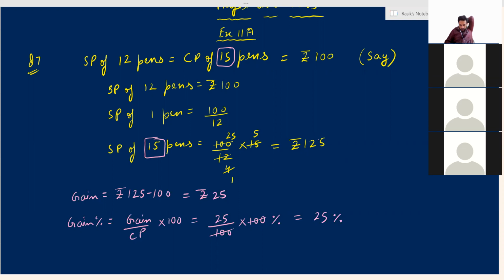CP of 1 pen rupee 1. CP of 15 pens rupees 15. CP of 12 pens rupees 12. SP of 12 pens is equal to CP of 15 pens. Okay, so 15 rupees gain, 15 minus 12, 3 rupees. Correct. Absolutely right. Method is correct. Okay.